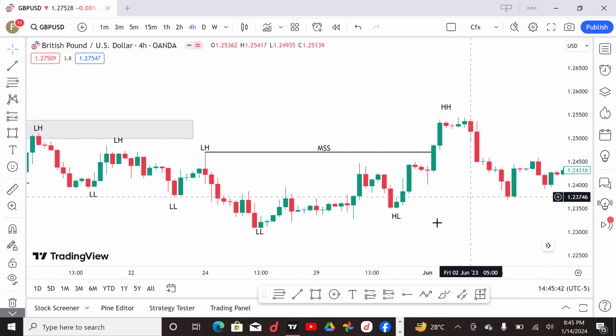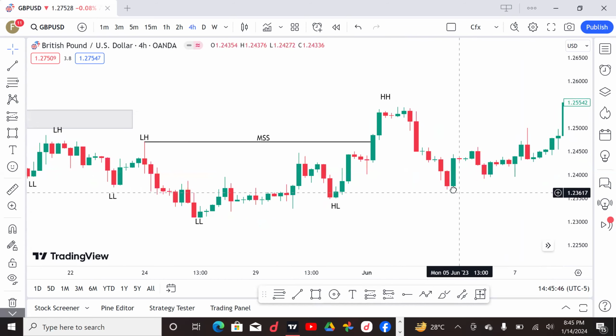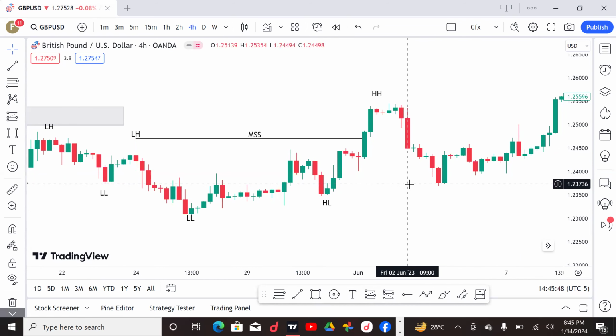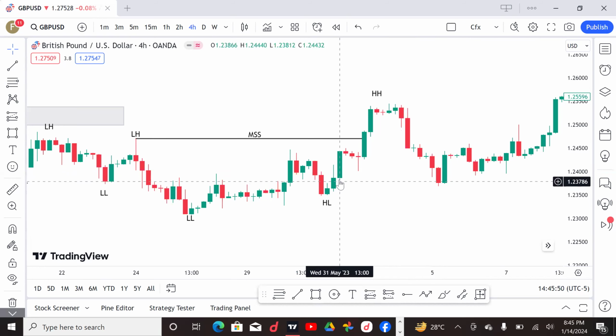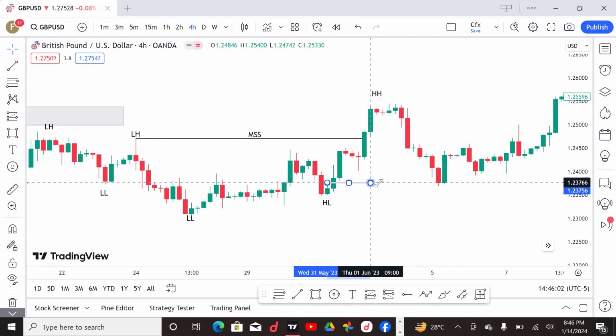You have to wait for price to come back. You see what happened? We have this fair value gap right here. I'm not teaching fair value gap today, but I'm going to come to that.